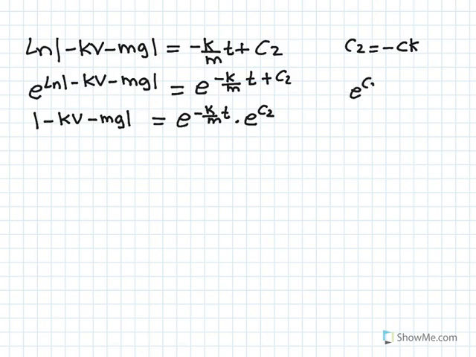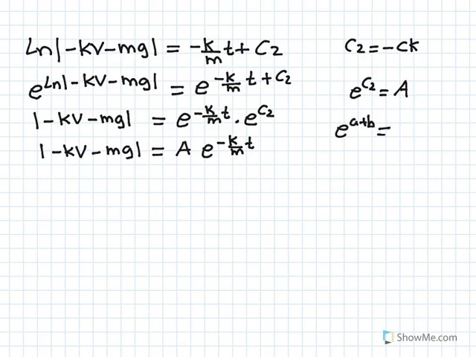But e to the c2, we can just call it another constant, let's say a. So we get absolute value of minus kv minus mg is equal to a times e to the minus k over m times t. So we apply the exponential law, basically e to the a plus b is equal to e to the a times e to the b. So notice that the constant that was additive becomes multiplicative here, and that's the result of the exponential law.